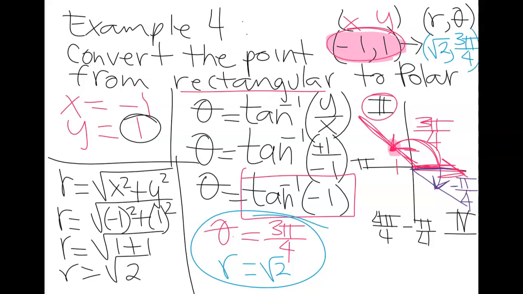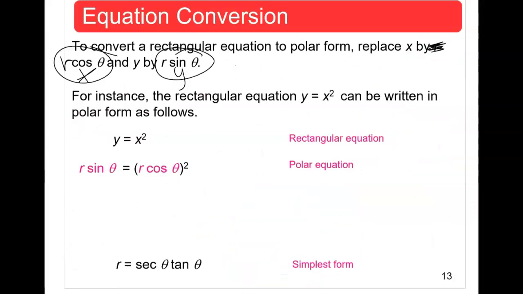So please, if you are converting first from rectangular to polar, first plot the point in rectangular form so that you know that you're getting the angle in the right quadrant. That is the best advice I can give you for today. So now moving from points to equations, we're still going to use the same conversion system.